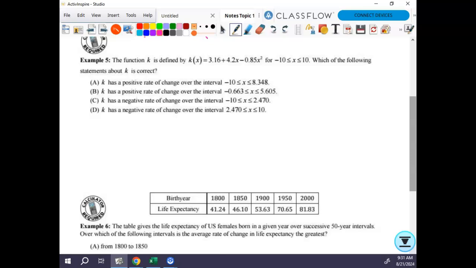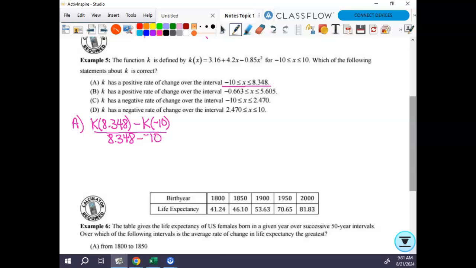If I want to find the rate of change for A, right? I'm finding the average rate of change on this interval. And I want the change in Y over the change in X. The Y value, when X is 8.348, is something I would substitute in, right? And I'd get K of 8.348. So I'm going to write down K of 8.348 minus K of -10. Those are my Y values. Over the difference in the X values, 8.348 minus a -10.